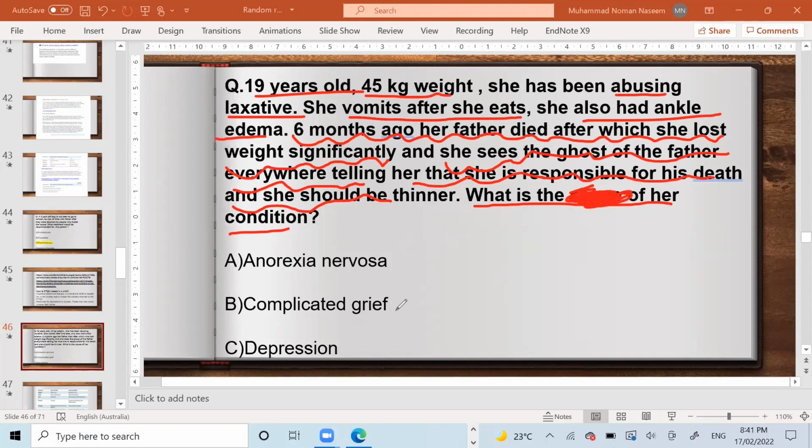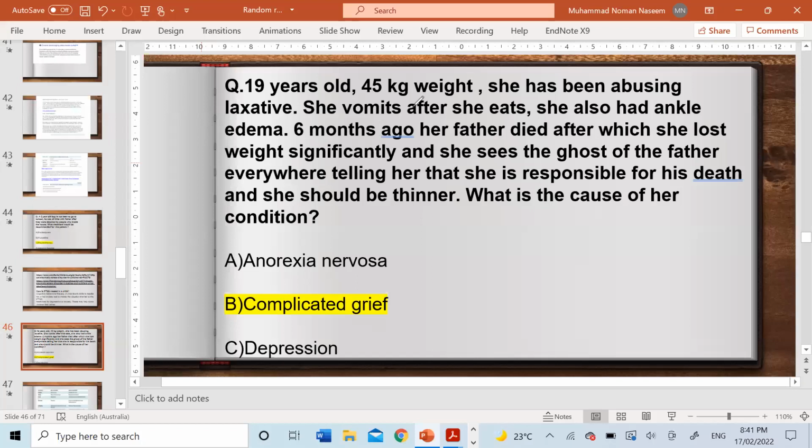Because after the death of her father, she is seeing his ghost, a hallucination, and the father is telling the patient that she should be thinner. So she's having complicated grief, and it's more than 6 months. Normal grief can be there, but the patient's functioning is not altered. They are able to do their normal activities after 2 months. But in complicated grief, it's 6 months. Psychotic and major depressive features are there, like sleep problems, hallucinations and delusions, behavioral problems.